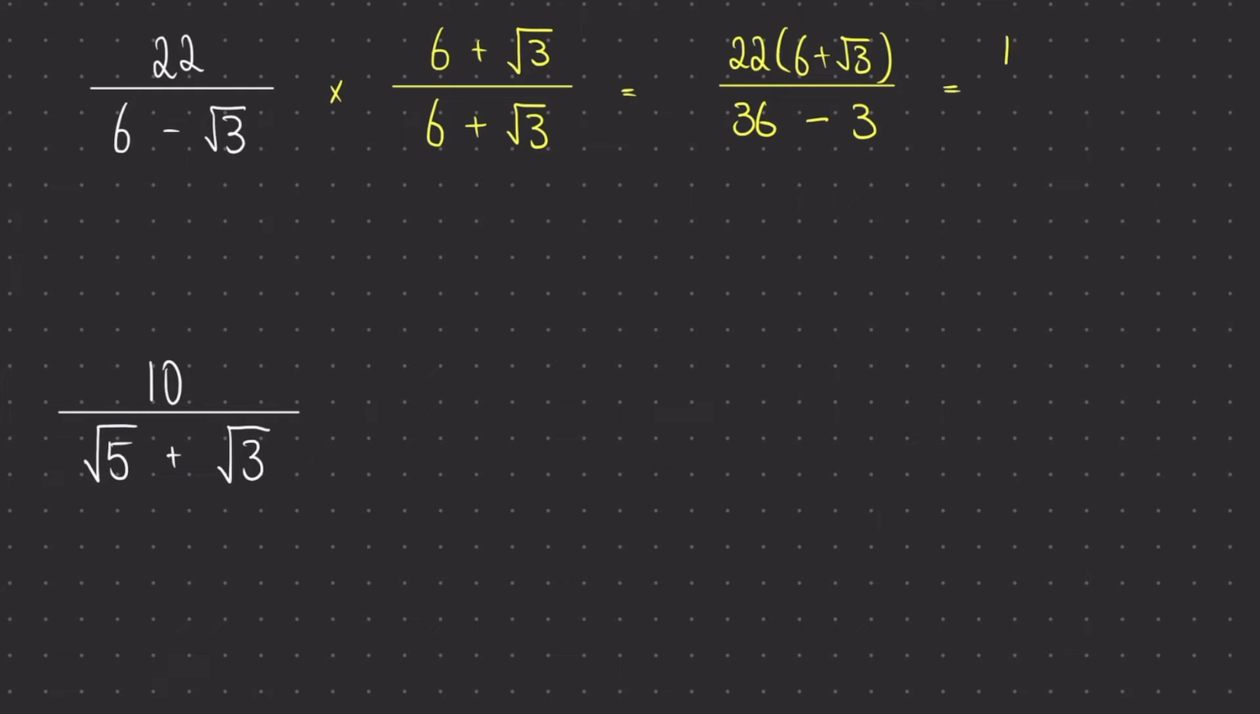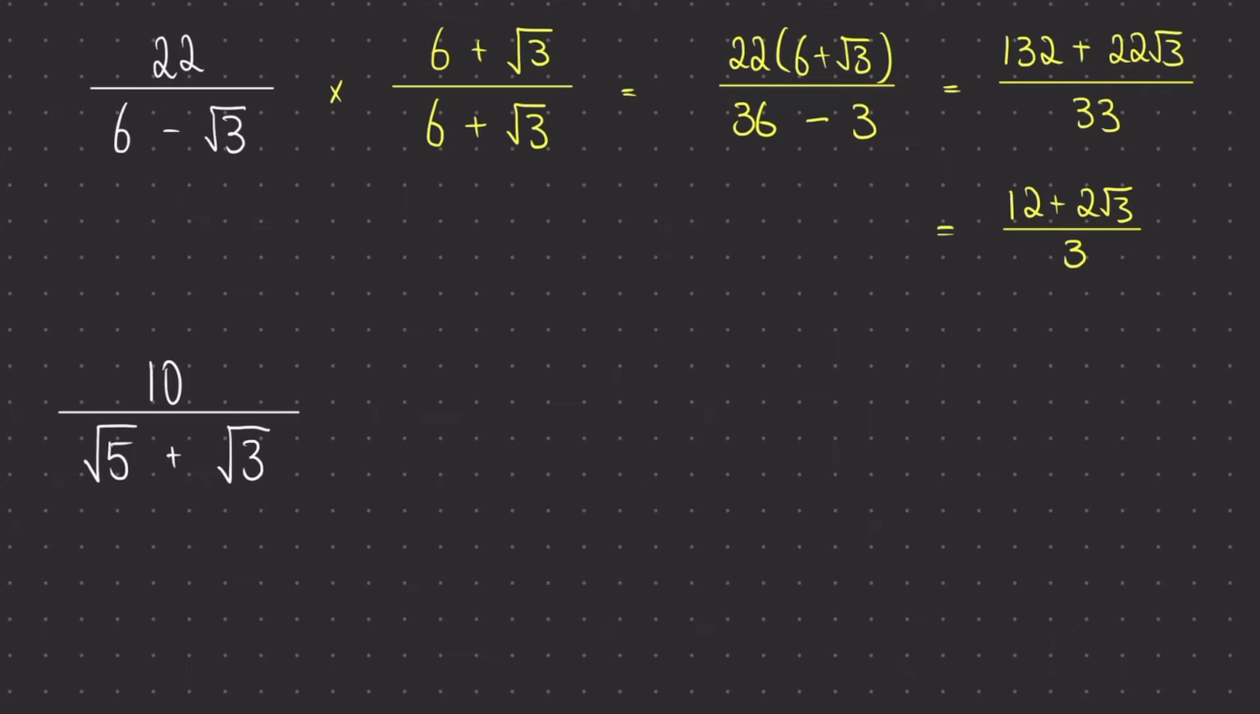Let's expand out the top. That is 132 plus 22 root 3, and on the bottom we'll be left with 33. The final step is to simplify this fraction. We can see that there is a common factor of 11 on the top and the bottom. This will leave us with 12 plus 2 root 3 all over 3.